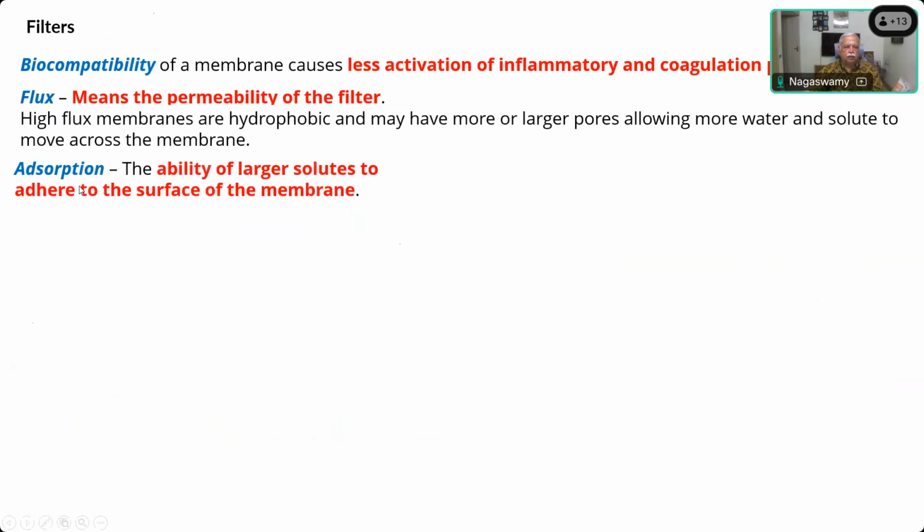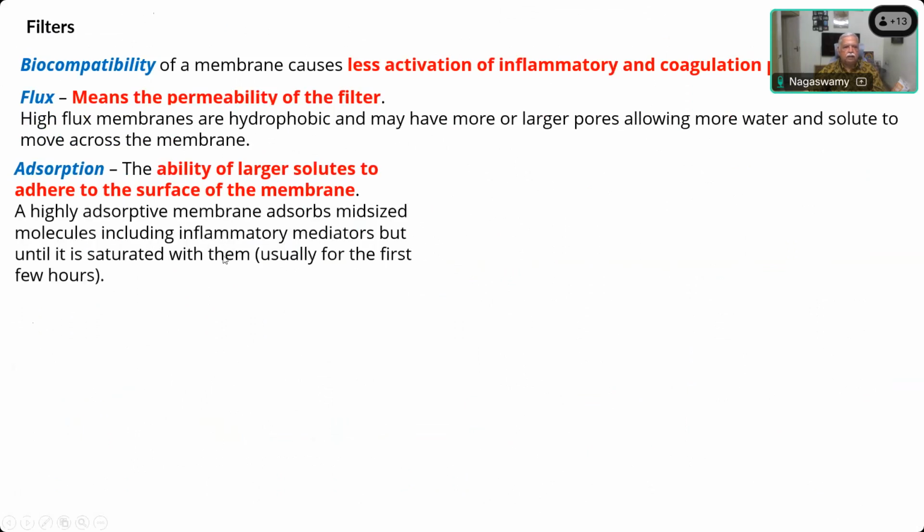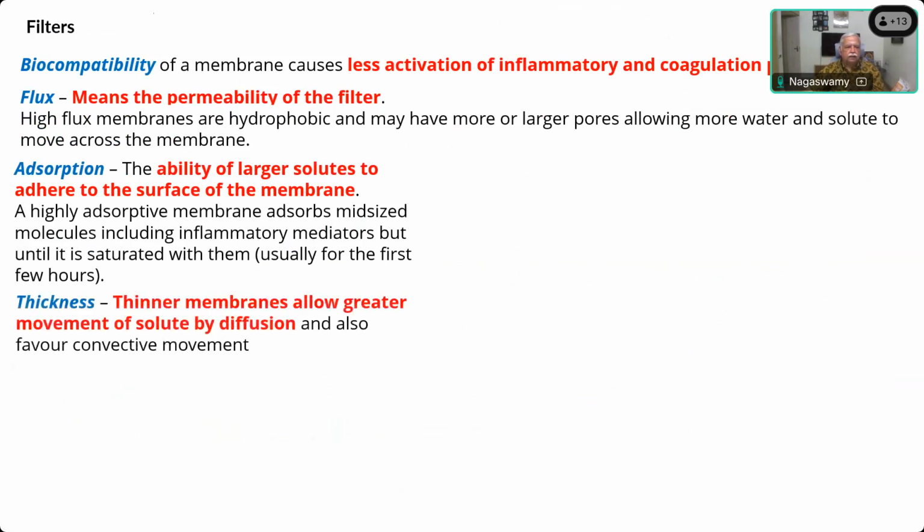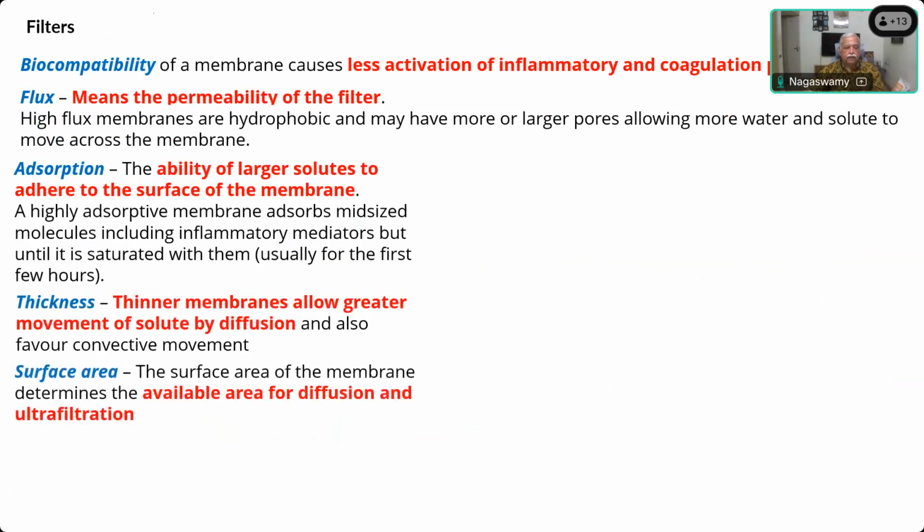The third point is absorption. Some of them absorb the large solutes to the surface of the membrane, and mid-sized molecules such as inflammatory mediators may be removed by the filter itself. The last thing is thickness. The thinner the membrane, the greater the movement of solute by diffusion, and it favors convection movement. Lastly, the surface area of the membrane determines the available area for diffusion and ultrafiltration.